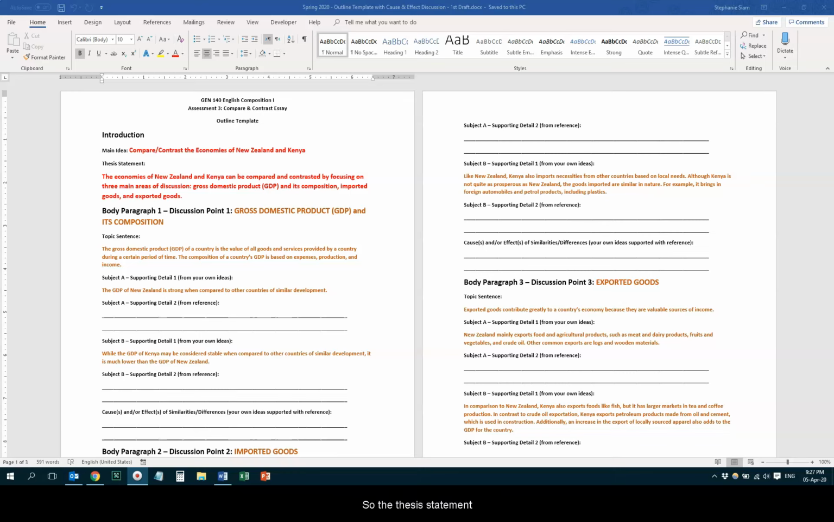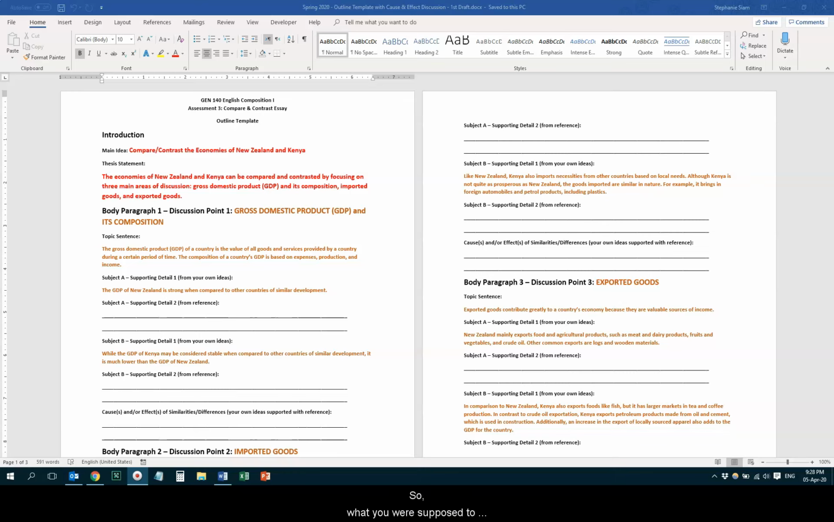So the thesis statement gives the framework for the entire essay. It tells your audience the direction that you're going to go in the writing. So let's read this together. The economies of New Zealand and Kenya can be compared and contrasted by focusing on three main areas of discussion: gross domestic product and its composition, imported goods, and exported goods. So the thesis statement identifies the main points of discussion that you'll be comparing and contrasting throughout the essay.